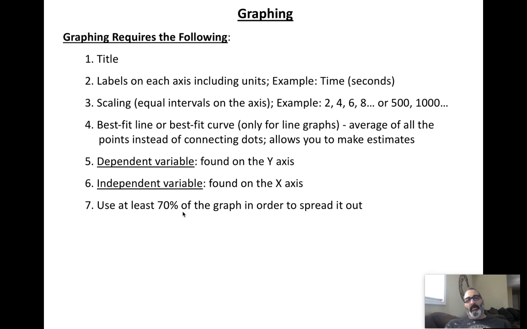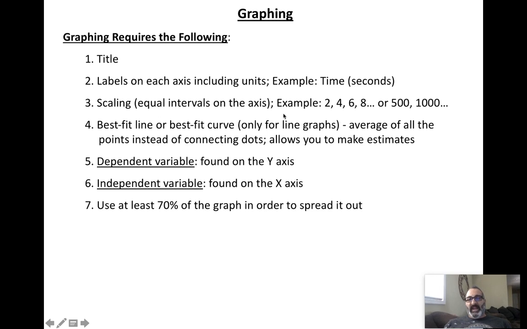All right, here they are. We need to know what the graph is telling us, our title. We need to know what the information on the graph is, which would be labels and units. For example, the label would be time, and the units we'd want to know, well, what is time passing? In this case, in seconds.